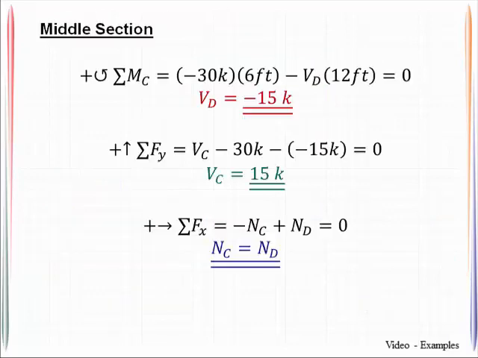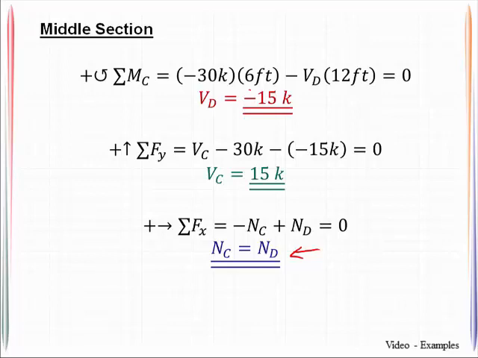Now, segment DE has a total of 5 unknowns, so that would really be a poor segment to start with. So I'm going to go ahead and start with the middle section, and I'm going to sum moments about point C. That'll solve for the shear at D. I'm then going to sum forces in the y. That will solve for VC. And then I will sum forces in the x. And you'll notice when I sum forces in the x that all I can get is a relative expression, not an explicit solution to what those are.